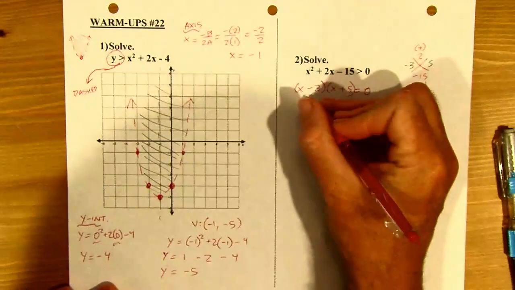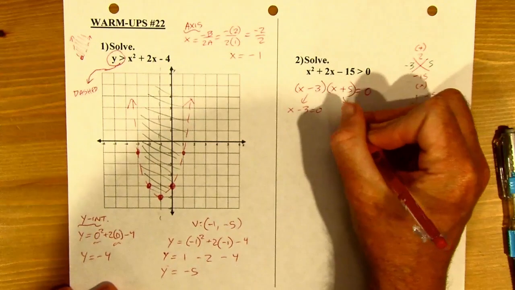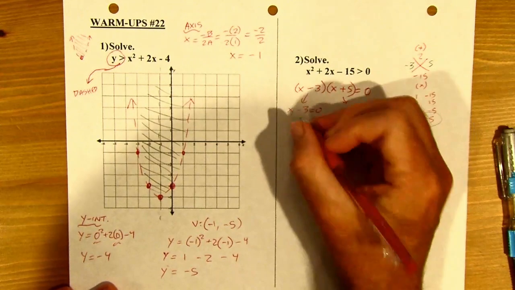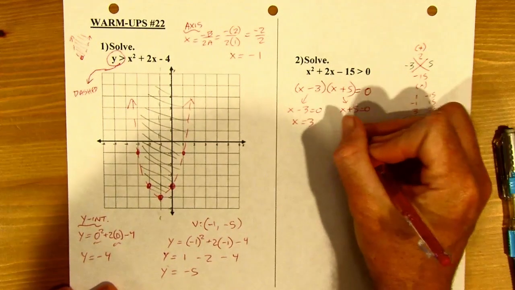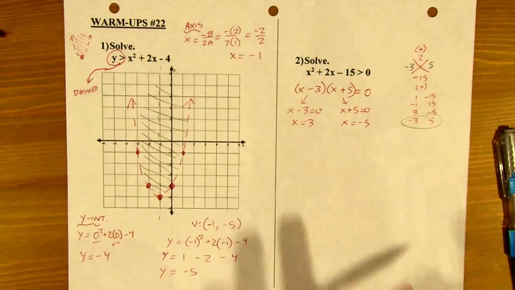Now if I continue to solve this for x, either x minus 3 equals 0 or x plus 5 equals 0. I'm using the zero product property here. So then I've got these 2 different x values. Now if this was just an equation that said solve, then I'd be finished, but it's an inequality. These are going to be the dividing points.